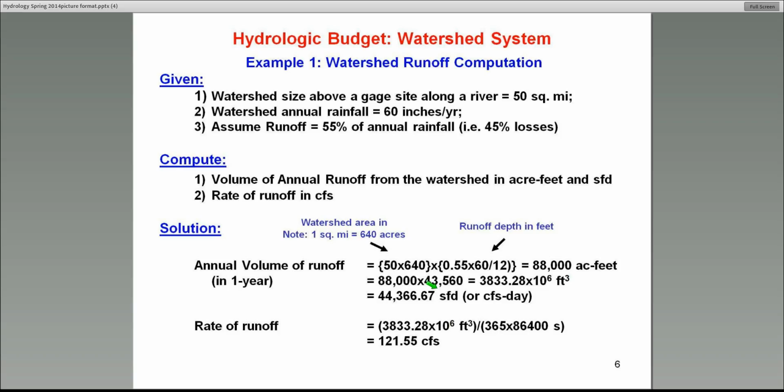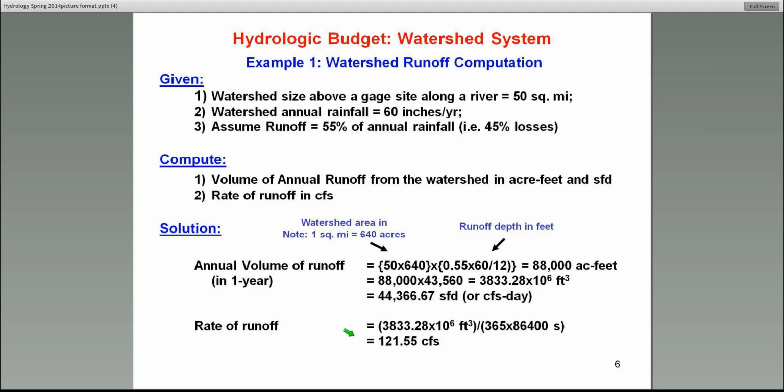Our rate of runoff is essentially the volume of runoff divided by the time frame. In this case, we're talking about 1 year, which is 365 times 86,400 seconds. So you take the whole volume, divide by that, and you'll get a rate. The way you interpret this rate is that a flow of 121.55 CFS for 1 year would produce that volume of runoff.